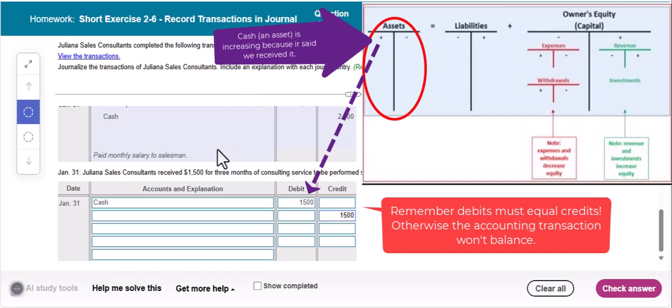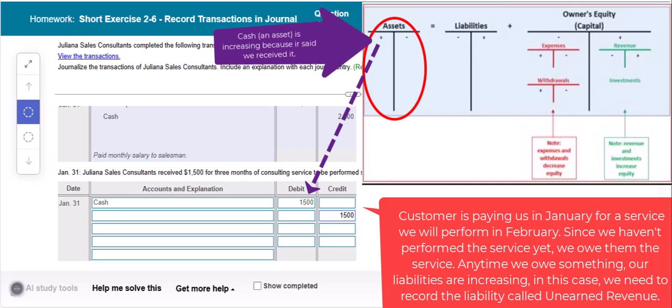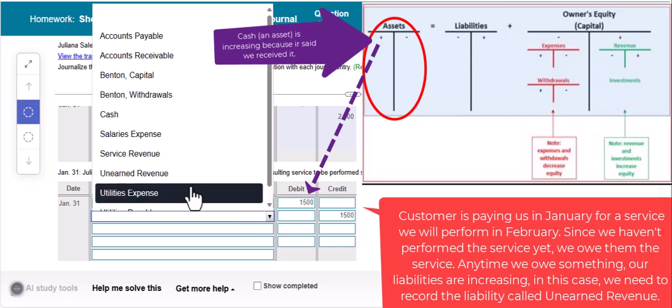So what credit account will we need? Well, here up in the wording for the problem, it's important to note again that this is January. However, we're performing this service later in February. So we've received this $1,500, but we're not going to give them service until the next month. So have we earned this $1,500? No, this is unearned revenue. And click down here and input that.